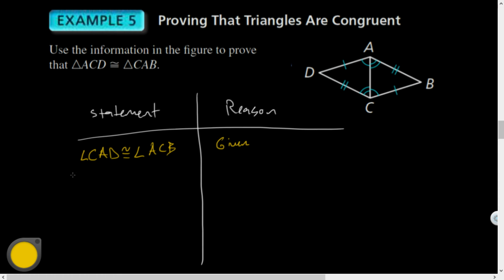Let's say that angle CAB, or no, I'll do this one over here. So ACD. Yeah, we're just labeling our givens. Angle ACD is congruent to what? That's CAB. The reason is given. Let's see. How about this? I'm going to do a non-given statement. Angle D is congruent to angle B. Anyone know why? Third angles theorem.